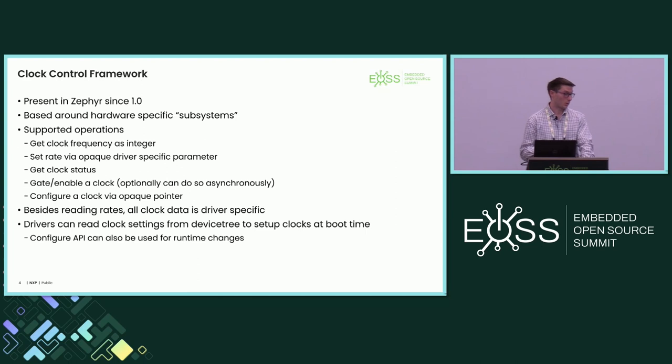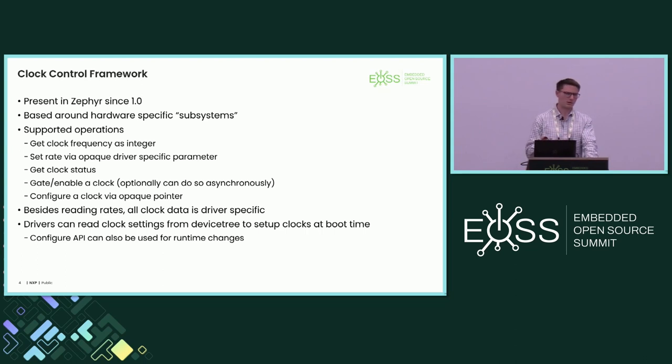You can set a rate. It's worth noting that's also an opaque parameter, so there's no guarantees there. That's an integer. You can get the status of a clock. You can gate and enable it, optionally asynchronously. And then you can configure a clock via an opaque pointer, which is kind of a catch-all method of doing additional settings with clocks. Besides reading rates, though, all data is kind of driver-specific, so there's not as much enforcement here. Drivers can then also read clock settings from device tree to set up clocks at boot time.